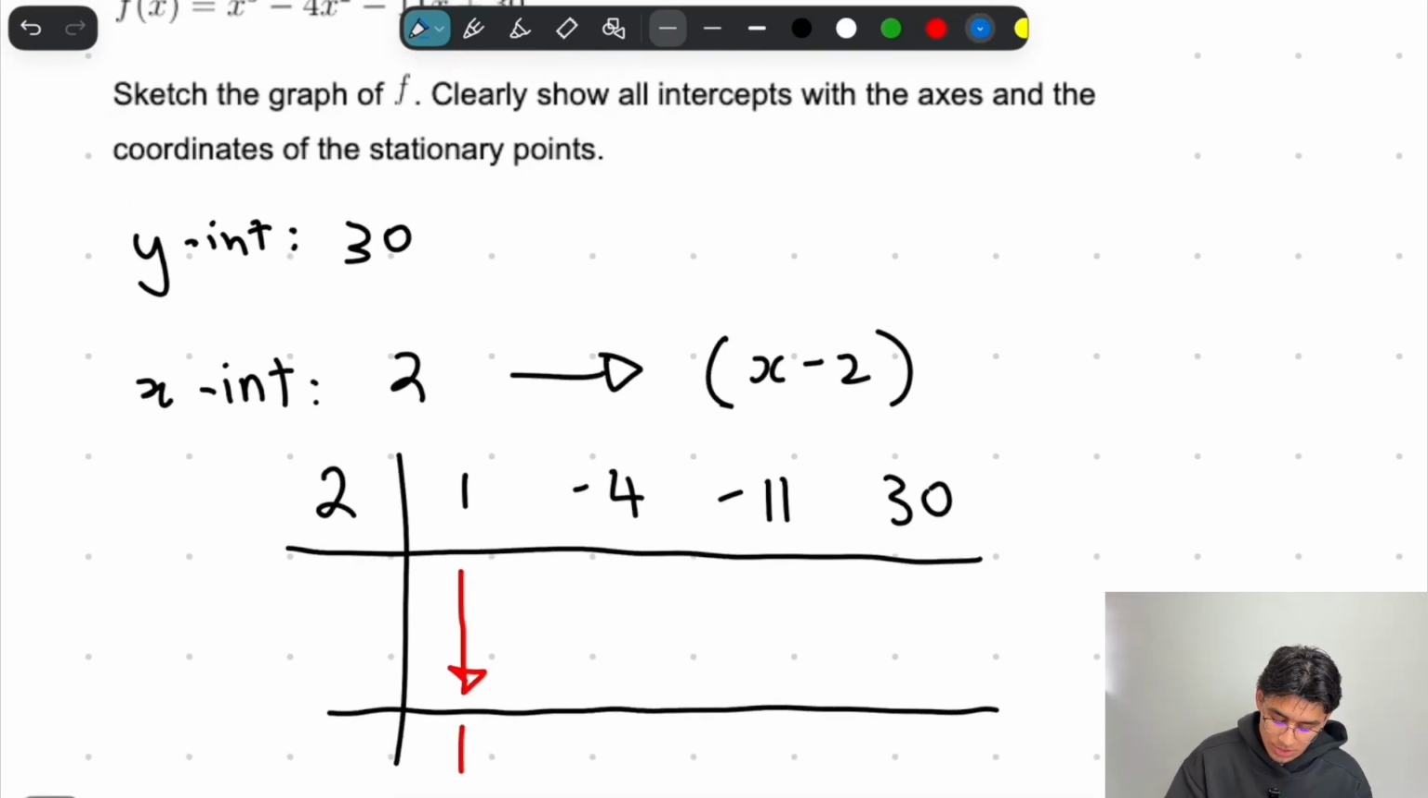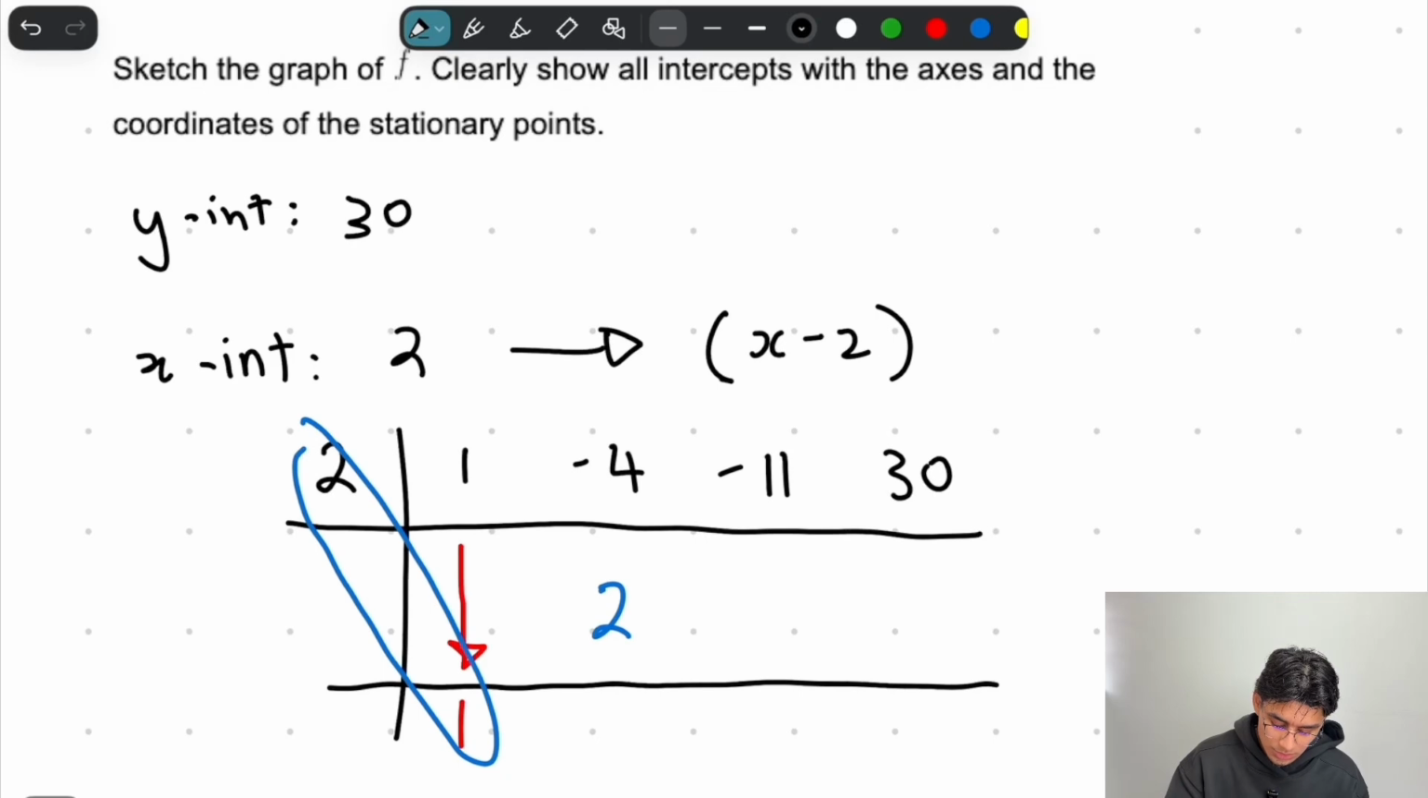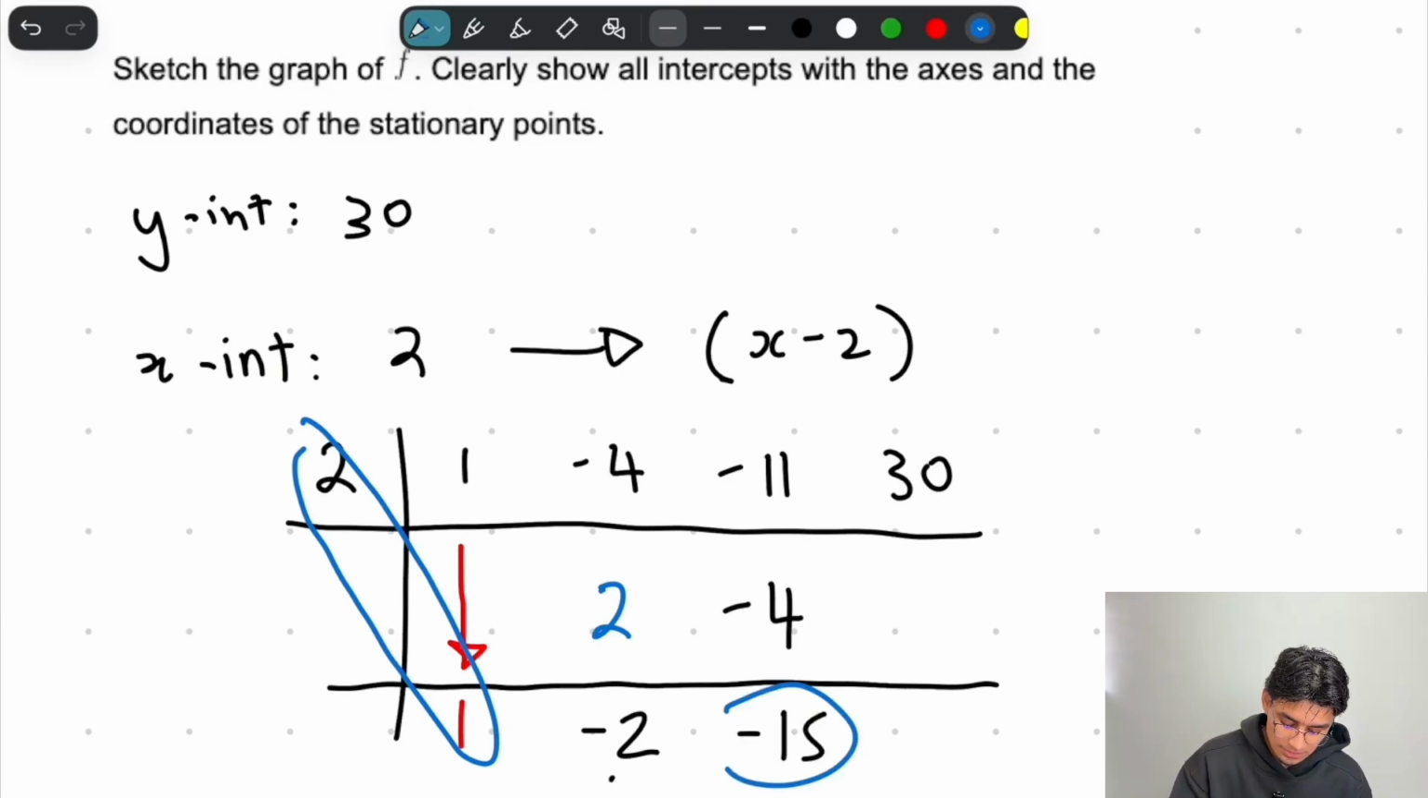Once we do this, we're going to take these two values and multiply them. 1 times 2 is 2, so you write it down over here. Then we add minus 4 and 2, and we get minus 2. Then we multiply this minus 2 by the 2 and we get negative 4. Then negative 11 minus 4 gives us negative 15. Now we take this negative 15 multiplied by the 2 and guess what? We get negative 30, and then 0.